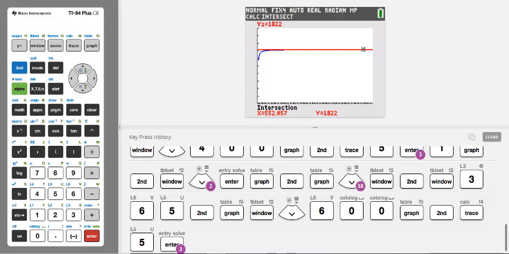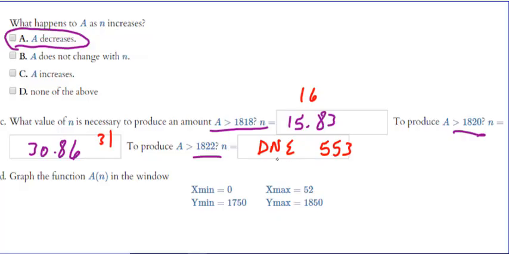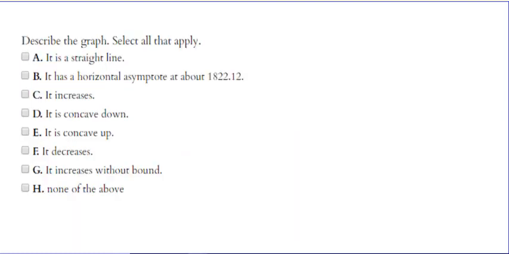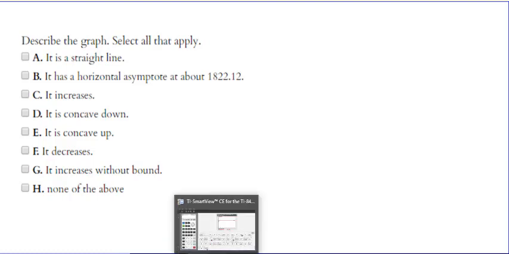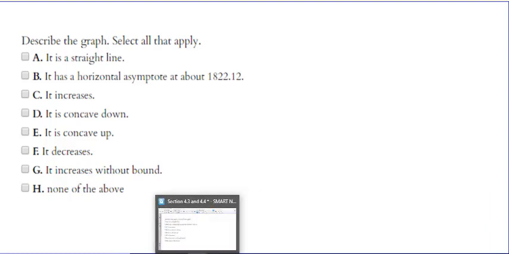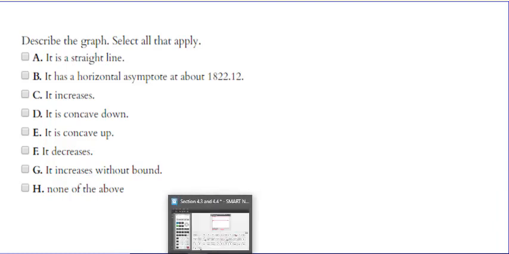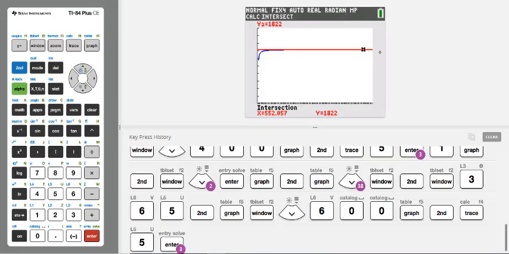So, yeah, okay. Not a really good one. 553. All right, so just be noticeable that. Describe the line as effects. Well, it's not a straight line.